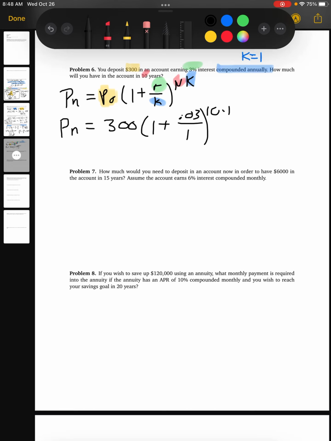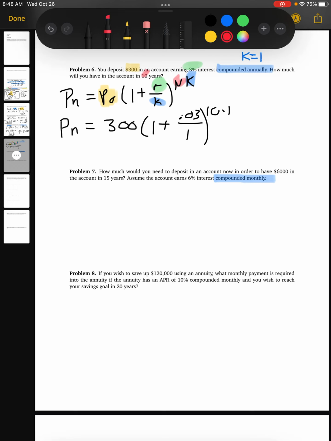For problem 7, how much would you need to deposit in an account now in order to have $6,000 in the account in 15 years? Assume the account earns 6% interest compounded monthly. So once again, I see the phrase compound. And because it says compounded, that means I'm looking for compound interest. We have two formulas involving compound interest. One for lump sums, one-time deposits, and one for small regular deposits.